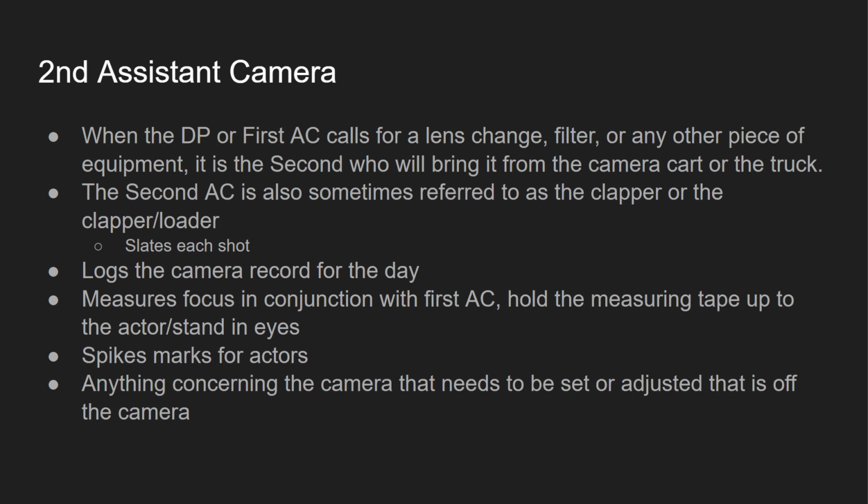They're responsible for logging the camera shots for the day, so they maintain a log of all shots. They measure focus, and they do this with the help of the first AC. So they basically hold up a measuring tape to the actors' or stand-ins' eyes. They spike the marks for the actors. So what does that mean? They take tape and physically place it on the ground where the actors are supposed to go, so they can hit the same mark every single time. And like I said before, with working with the first AC, anything that needs to be adjusted that's in the realm of something to do with the camera, but it's off the camera, that is the responsibility of the second AC.